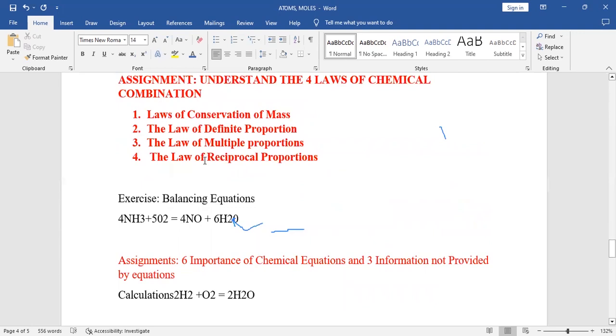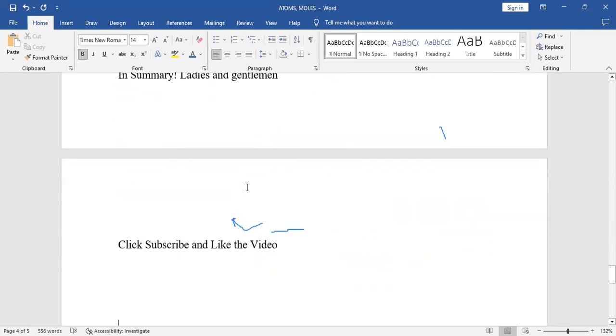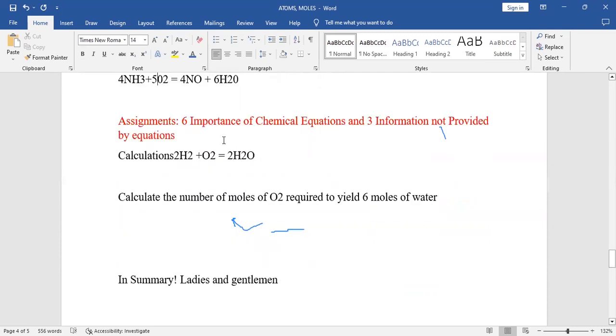The third assignment, I've given you 2 assignments now. Dalton theory, understand the 4 laws of chemical combination that are related to Dalton theory. So the third thing I want you to check out is the importance of chemical equations. For example, it tells us the individual elements and radicals involved in the chemical reaction. So there are about 6 pieces of information provided by chemical equations. And there are 3 that are not provided, like the speed of the reaction, the colors of the reactant and the product, and the heat changes during the reaction. So I want you to check out the 6 importances of equations.